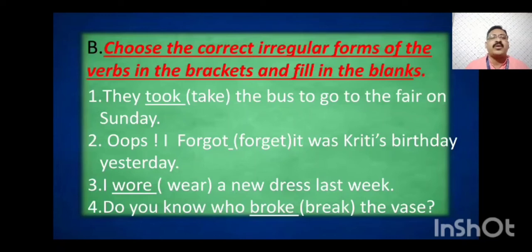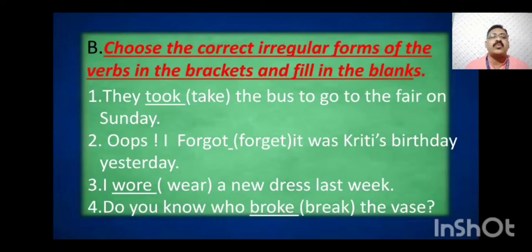Oops, I forgot (forget) it was Kriti's birthday yesterday. Forget is present form. When we write the past form of that word, we use forgot, F-O-R-G-O-T. Forgot is the irregular verb of forget. I wore (wear) a new dress last week. Here wear irregular form is wore, W-O-R-E. Wear is in present form, wore is in past form, but it doesn't have d or ed. That's why it is an irregular verb.